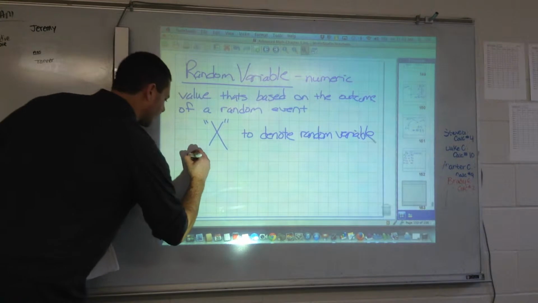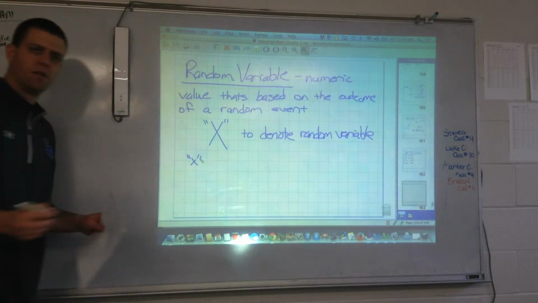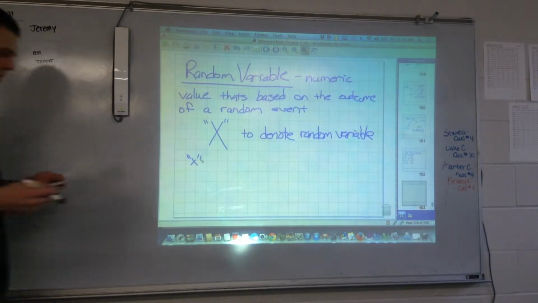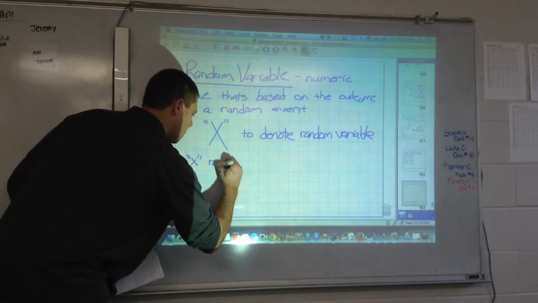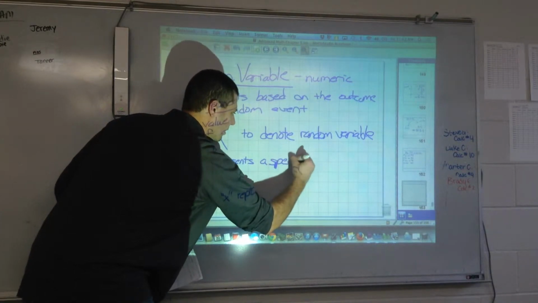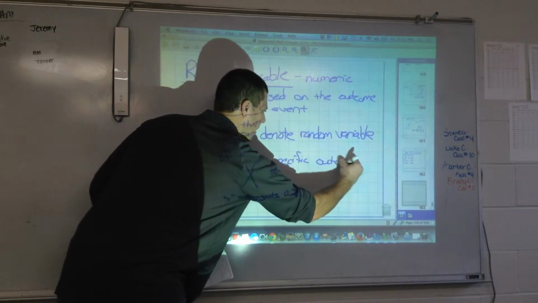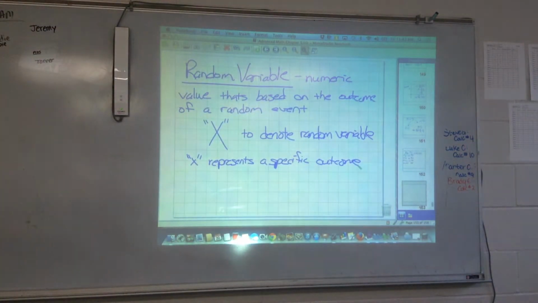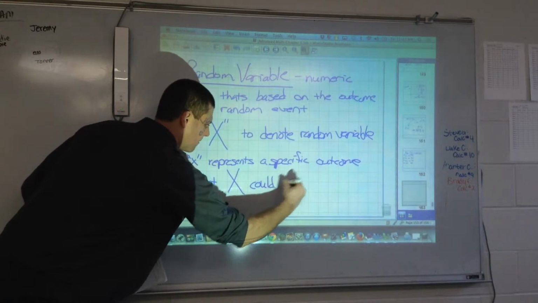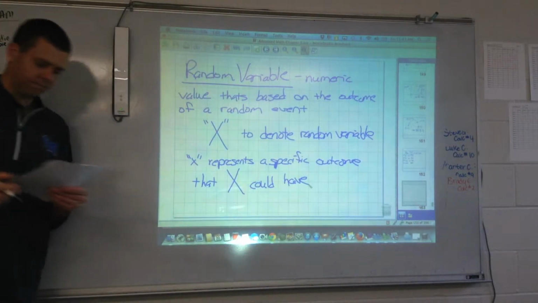And they'll use a lowercase x to represent a specific outcome of one of those within that random variable. Okay. A lowercase x represents a specific outcome that X could have.